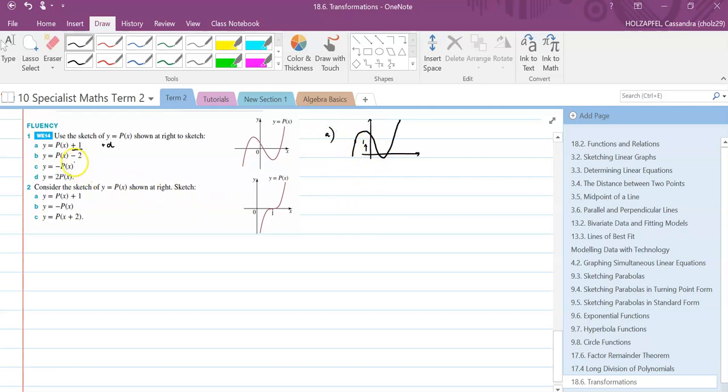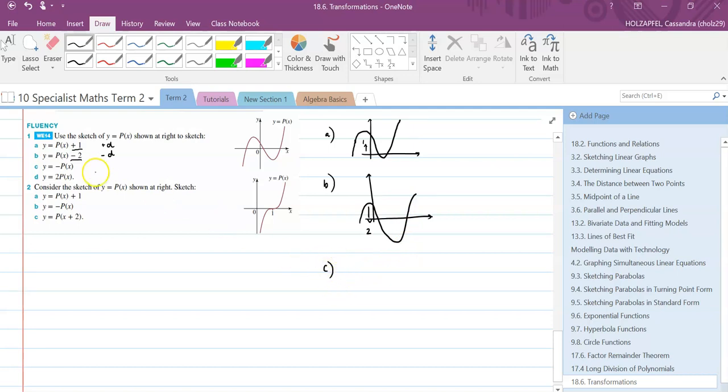If we have a look at b, it's actually a pretty similar question. This time we're subtracting d, so all we're going to do is move this function down 2. So that's going to go down by 2, and this is going to become a lot lower there. And again, this is a pretty rough sketch here.